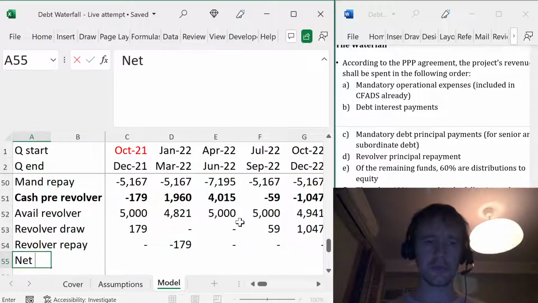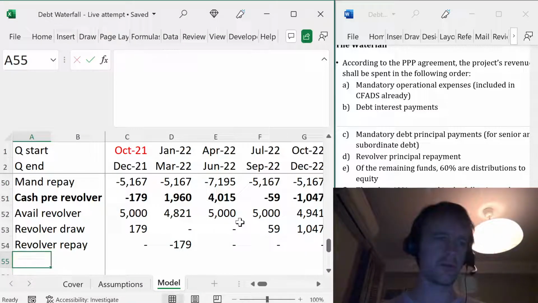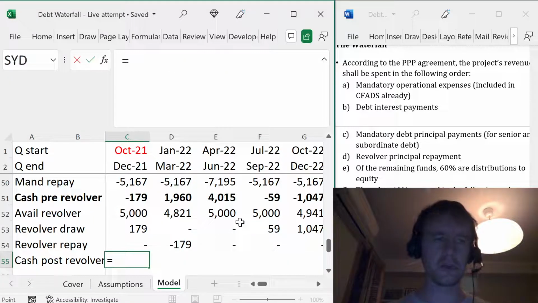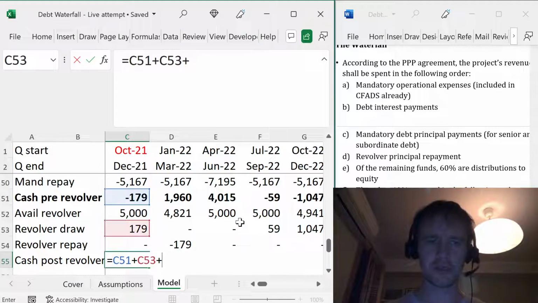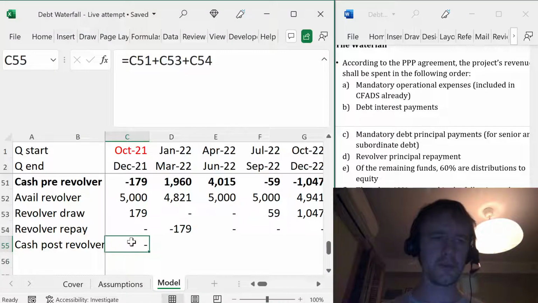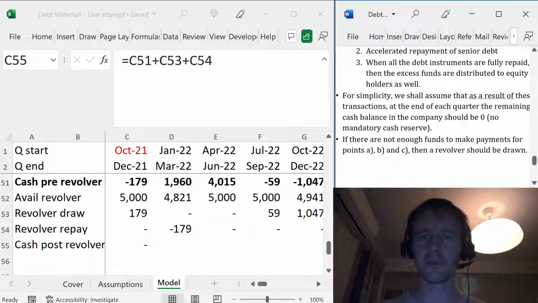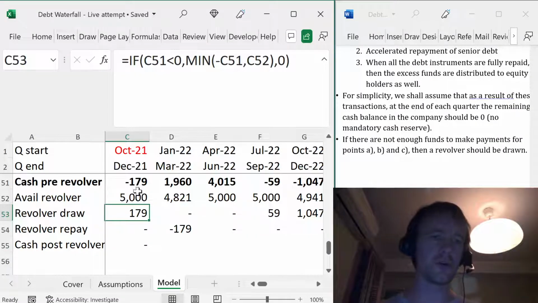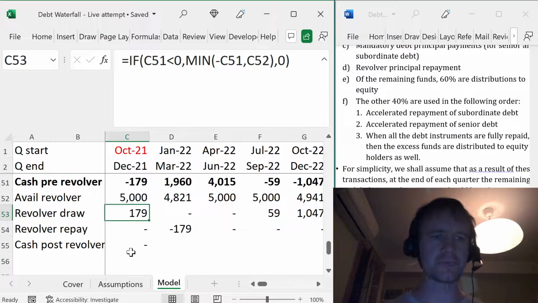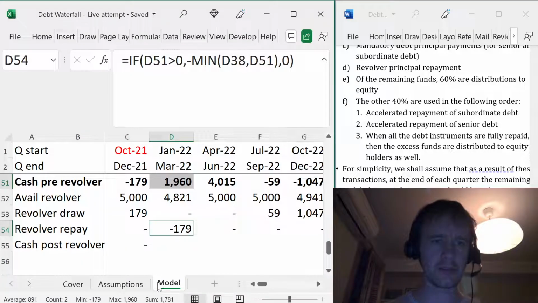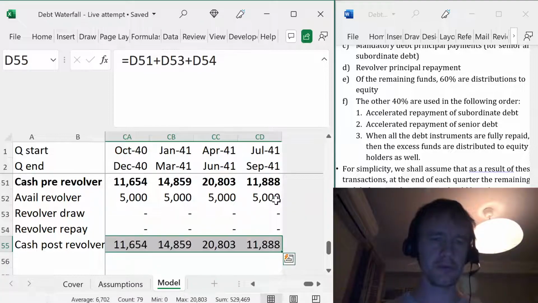So net to from, never mind. So cash post revolver. That's going to be your cash pre-revolver plus that plus that. So in other words, I have 0 closing cash, and it specifically mentions here somewhere down at the bottom: for simplicity, assume that at the end of the quarter the remaining cash balance is 0, no mandatory reserve. Otherwise, you might have a bigger amount you needed to draw to have whatever $100,000 minimum cash balance or something. But in this case, we don't do that. So cash post revolver is that, and if this is working, it should work out as 1781 there, and it does. Okay, so those formulas seem to be working.